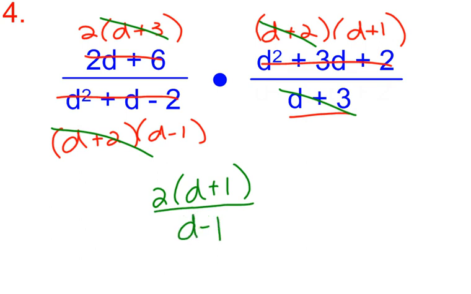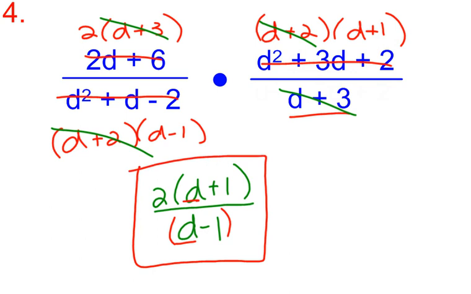Now, some students are going to be wondering if we could possibly take a negative out to make these two the same, right? The d minus 1 and the d plus 1. This is a positive d and a positive d. So they aren't opposites. That's not going to work for this problem. This is as far as I can go. So that's my final answer.